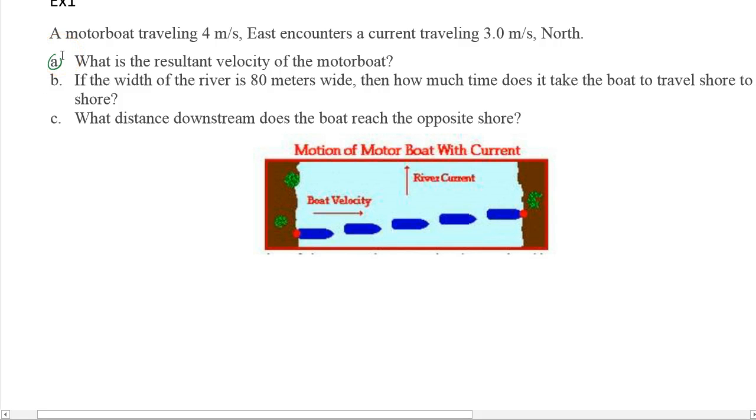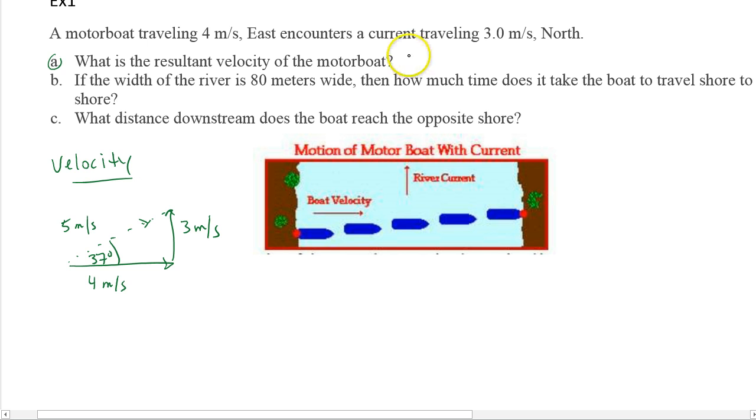So I'm just going to redo our diagram real quick. I'm going to put this is 4 here, it was 4 meters per second, and then we had 3 meters per second, and then we had this resultant over here, and that was 5 meters per second, and here was 37 degrees. Now you'll note these are velocity vectors, right? So I'm just going to put velocity up here. The answer for A we already have was 5 meters per second at 37 degrees.